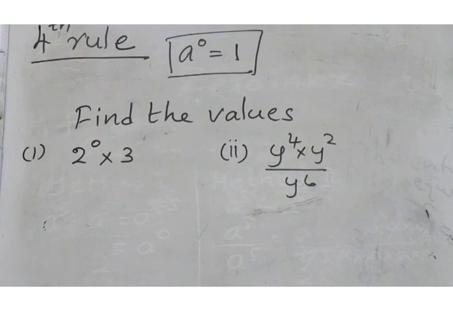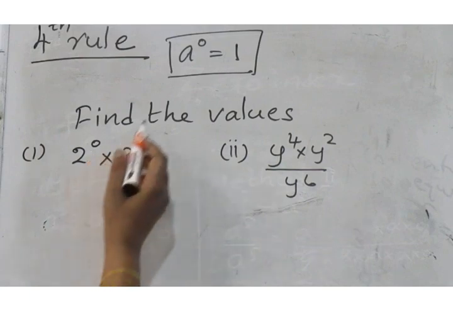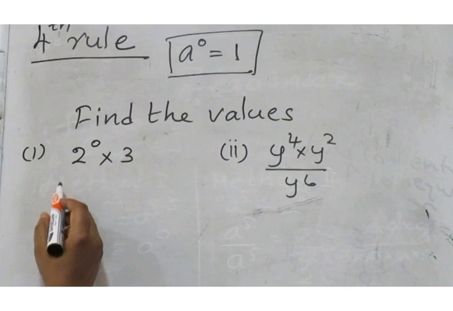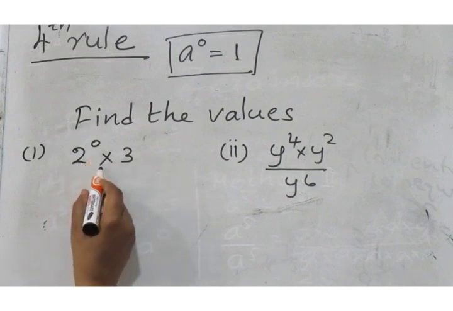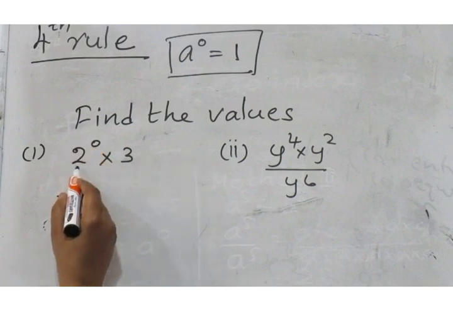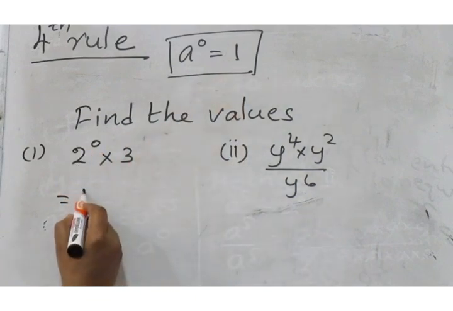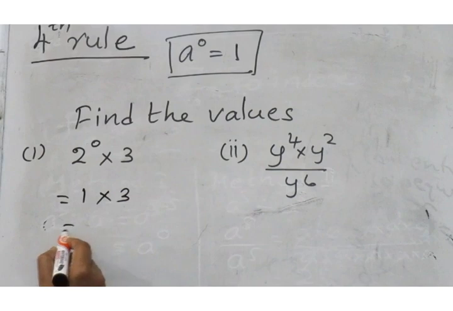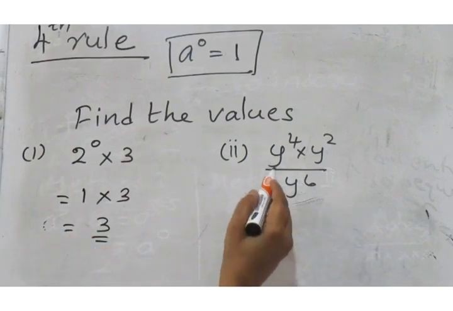We will find the answers for these questions using the fourth rule. See the first question: 2 to the power 0 into 3. Then 2 to the power 0, the 0 index of any base equals 1, 1 into 3. The answer is 3.